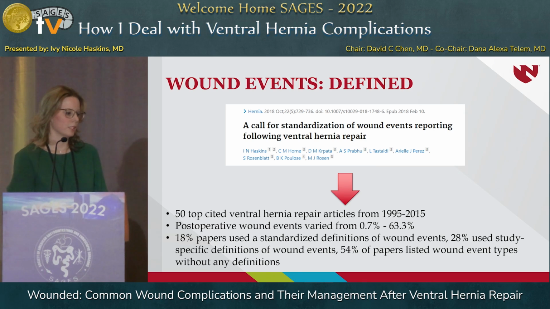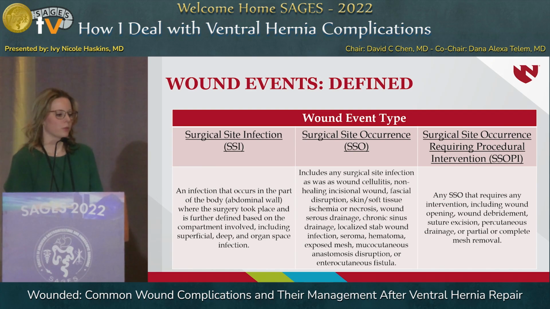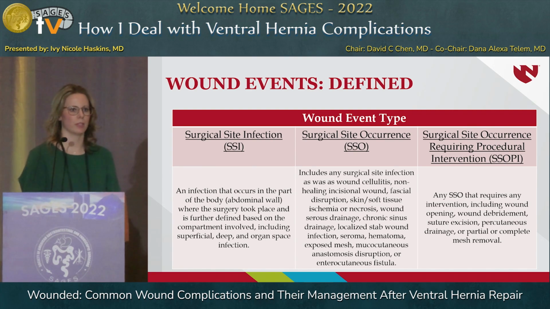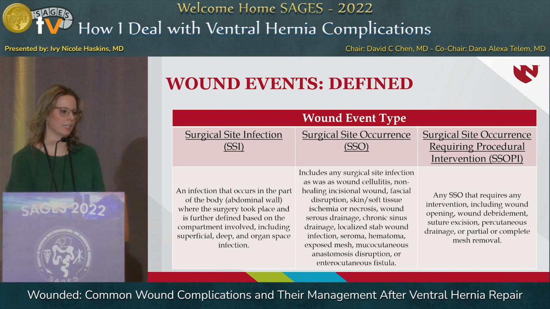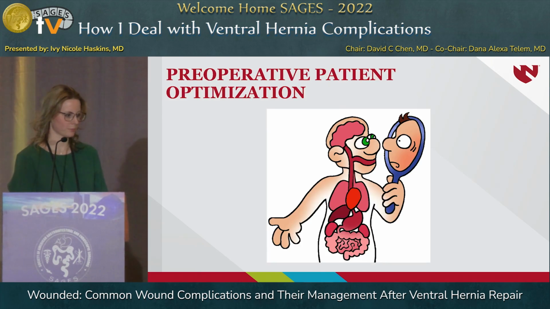We also found that 18% of papers use a standardized definition of wound events, 28% use study-specific definitions, and 54% of papers listed wound event types without any definition. And therefore, we hypothesize that this difference in wound event definitions likely contributed to the significant variation in postoperative wound event incidence. Therefore, we encourage hernia surgeons to begin using a common language in three standardized wound categories, including SSI, SSO, and SSOPI.